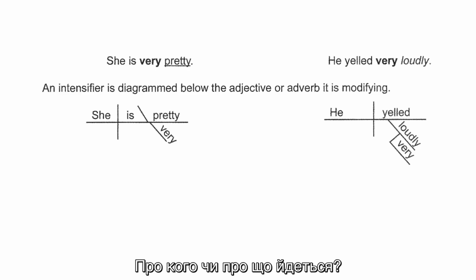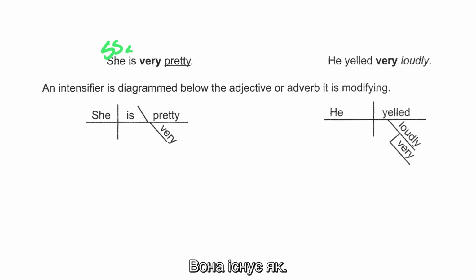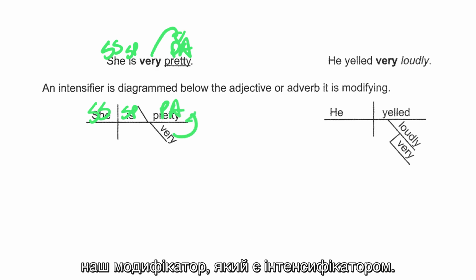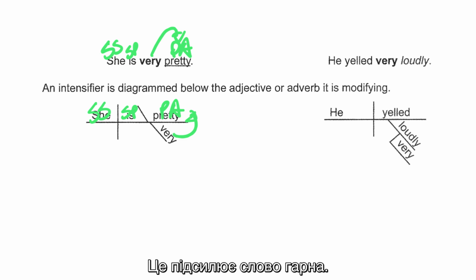Who or what is this about? It's about she. What does she do? She exists as, that's that linking verb is. She exists as what? Pretty, predicate adjective. How pretty? Very pretty. So we have our simple subject, our simple predicate, our predicate adjective, and then our modifier, which is an intensifier. It's intensifying the word pretty.